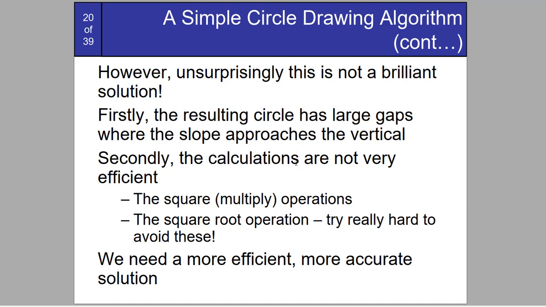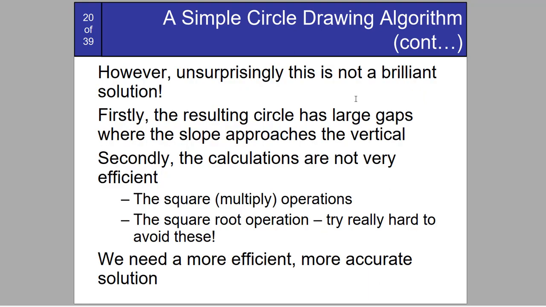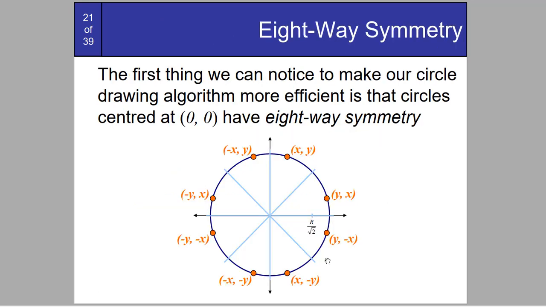Why are they not very efficient? Because in calculations we use the square root and we use the squares. So this is not a very efficient algorithm. We need to design a better algorithm that can actually give us fast results. Because of these two reasons, we don't use this algorithm and we need a more efficient and more accurate solution, which can give us good results.